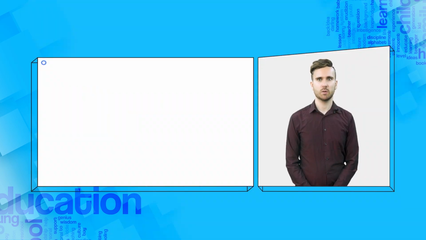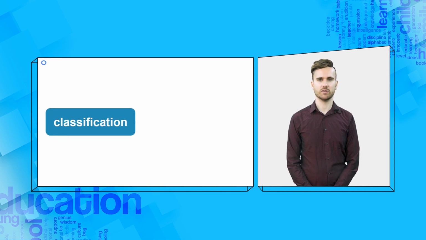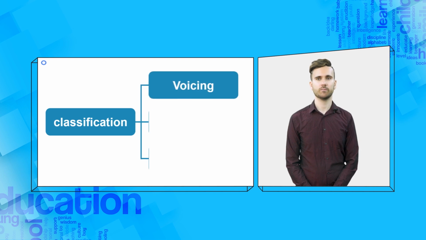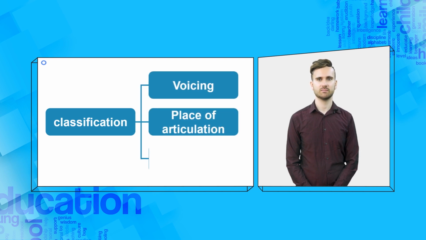There are three ways to put the consonants of English into groups. Or, in other words, there are three ways to classify the consonants: voicing, place of articulation, and manner of articulation. We will explore these in this episode.